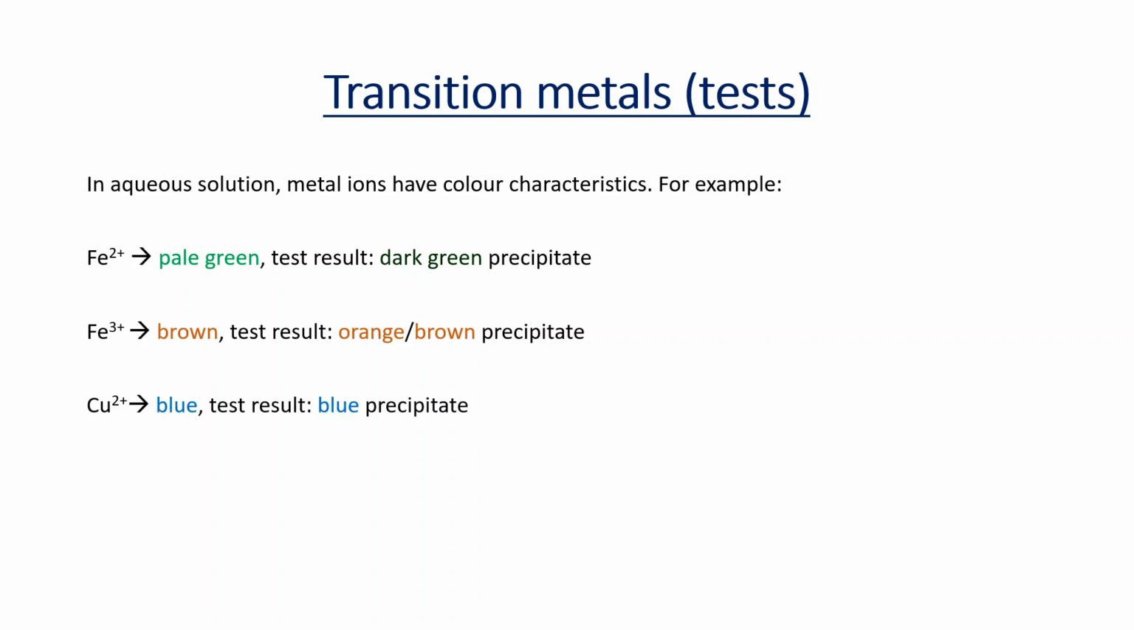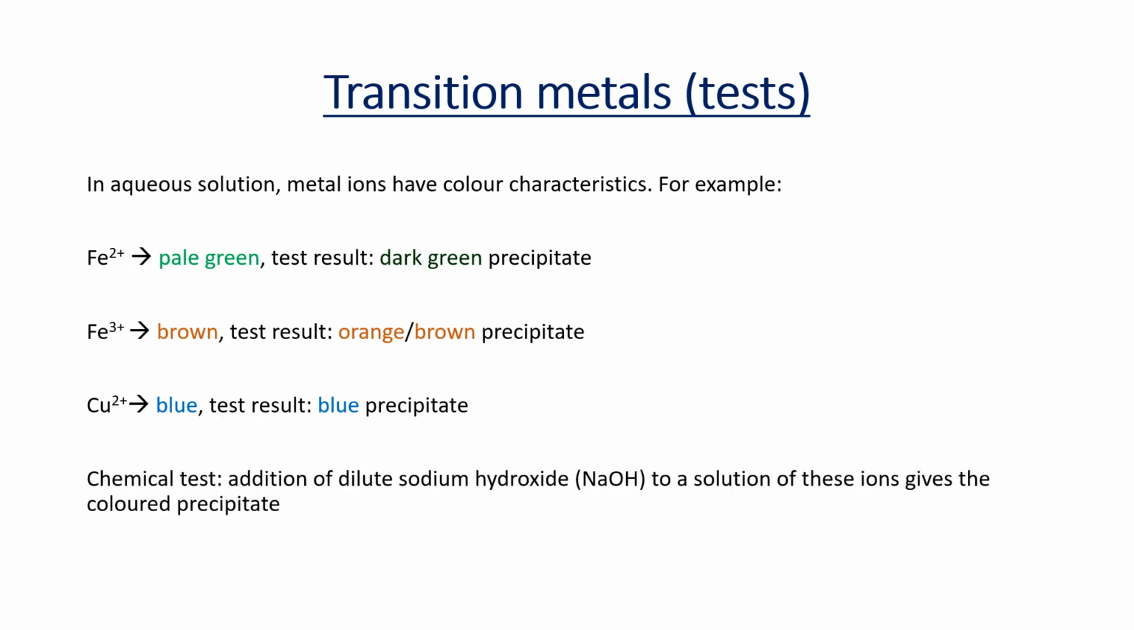Copper 2+ is blue, and it is blue throughout. When we looked at displacement competition reactions, I showed you a solution of copper sulfate, which is very blue, which you can see here. So the testing for these ions is exposing them to a dilute amount of sodium hydroxide to give an OH- precipitate. And obviously the colours formed are these ones.